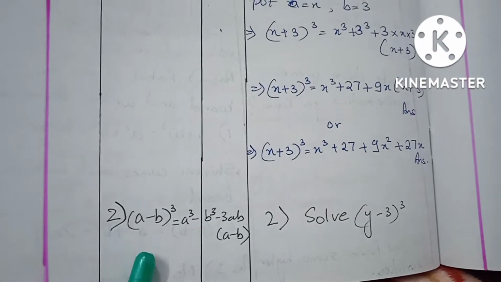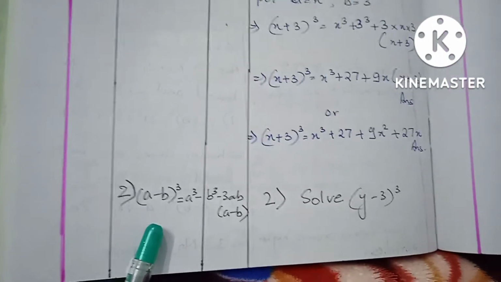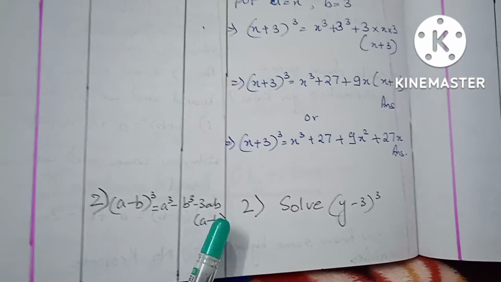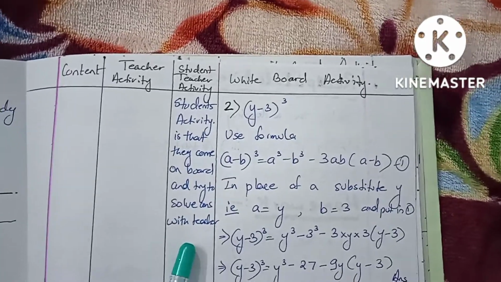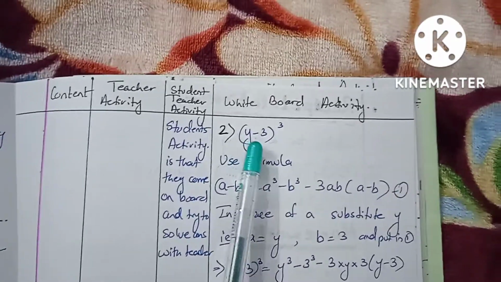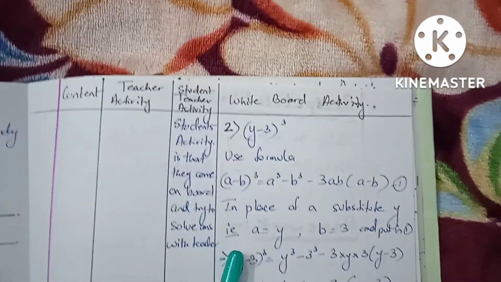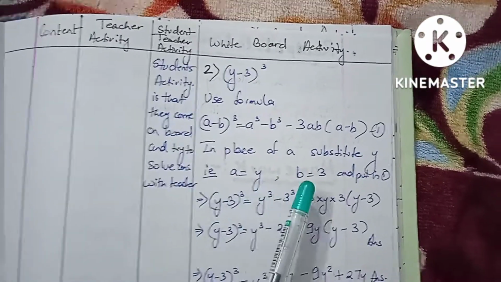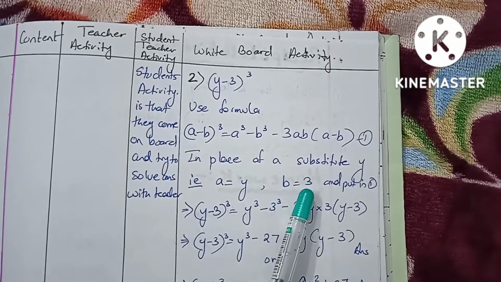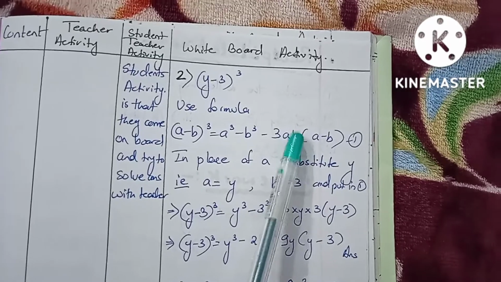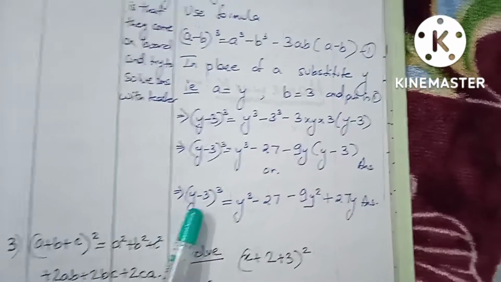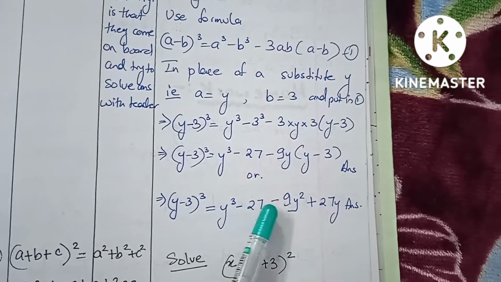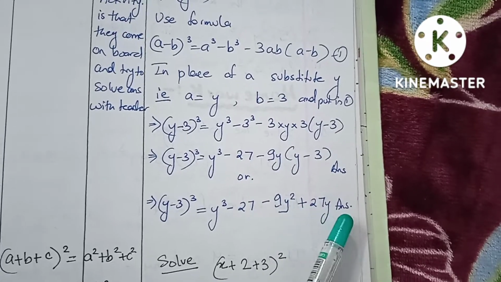The next identity which the teacher tells is (a minus b) whole cube, which is equal to a cube minus b cube minus 3ab bracket (a minus b). Again, students were looking at the board and trying to write the identity. The teacher gives an example, (y minus 3) cube. Then she explains that in place of a we are going to put y, and in place of b we are going to put 3 in the above identity. Placing it, we get the following solution: (y minus 3) cube is y cube minus 27 minus 9y square plus 27y.